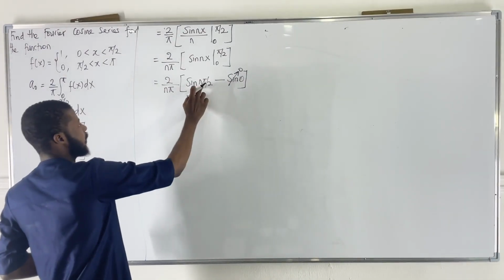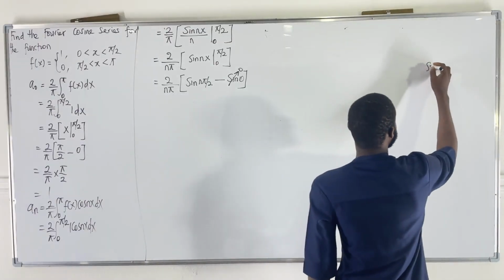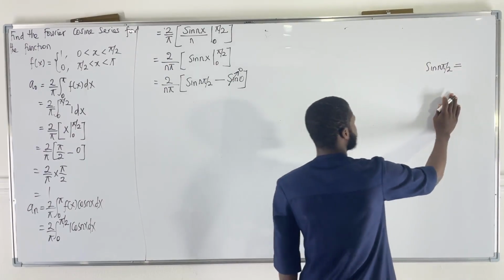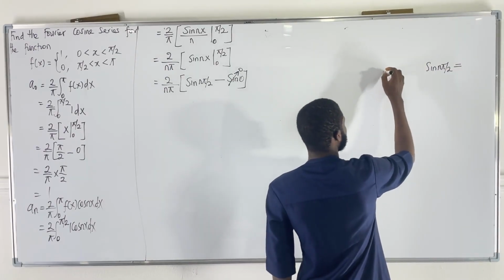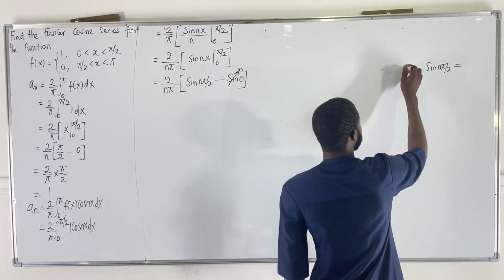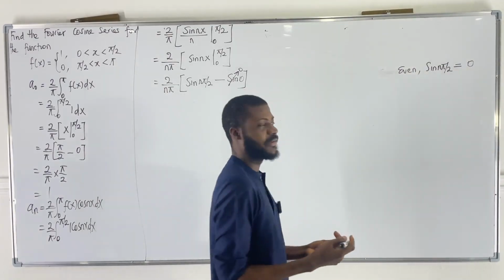But this one behaves in a particular way. Sine n pi over 2 is equal to, when n is even, this will give us 0. I've kind of done this before.